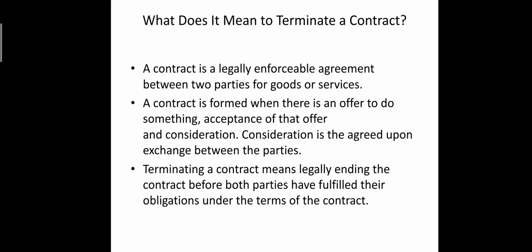For example, when a person contracts with a carpenter to build a bed, the carpenter builds a bed in exchange for payment at the agreed upon price. Terminating a contract means legally ending the contract before both the parties have fulfilled their obligations under the terms of the contract. There are a variety of reasons why a party can terminate a contract. When and how the contract is terminated will determine whether either party has any liability for breach of contract before it was terminated.